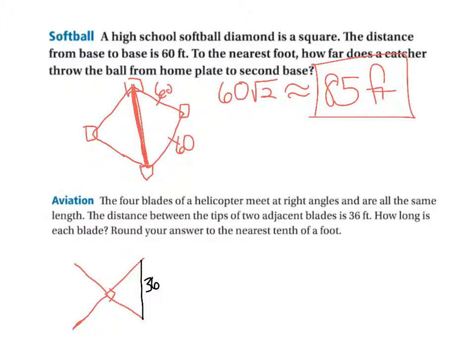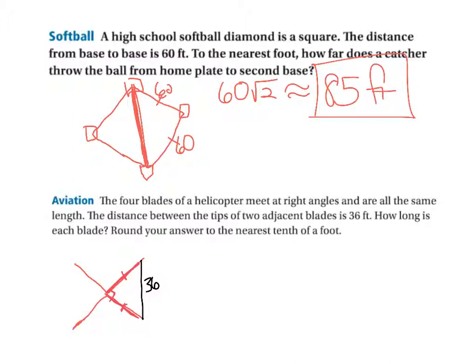How long is each blade? Okay, well that goes back to this right here. How long is the blade? Well, that blade is the same length as this blade, and I have a 90. This makes it another 45, 45, 90. Oh, I didn't say this earlier, but a 45, 45, 90 is really just what we call an isosceles right triangle. It'll have 2 sides the same, and it's going to have a right angle.